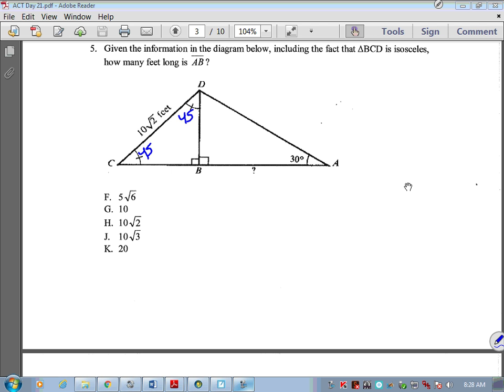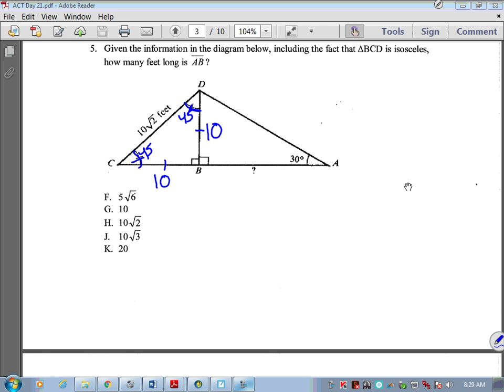Well, the first thing I need to do is find out what BD is. I know that these two side lengths are going to be the same because they're opposite these base angles. So in a 45, 45, 90 triangle, it's 1, 1, radical 2, correct? So if my hypotenuse is 10 radical 2, well then what are the other two sides? 10. All right, so I know this is 10. More importantly, I know that this is 10 here.